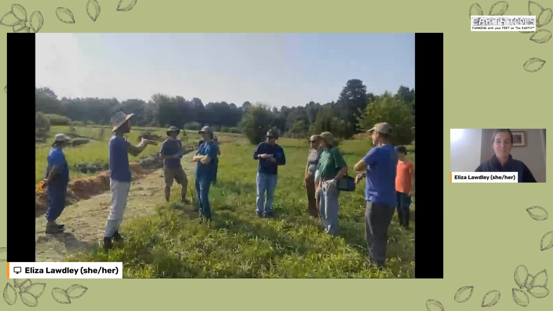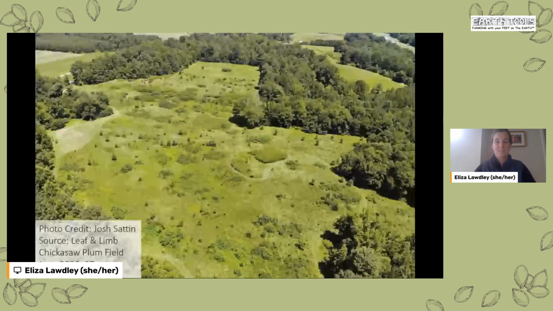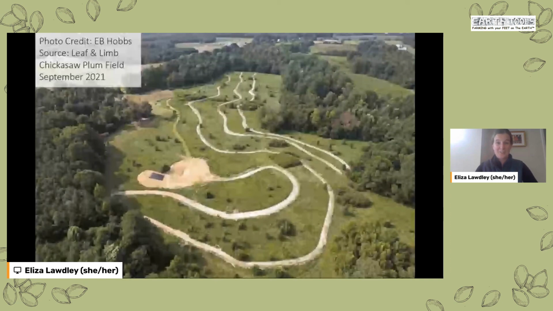So just to wrap up this project, this is an aerial shot of the field that I was just describing, looking north. This is the heart of the Williamson Preserve. It's a 17-acre field known as the Chickasaw Plum Field. And this was before any keyline design went into the space. And then this was the project after it was completed.